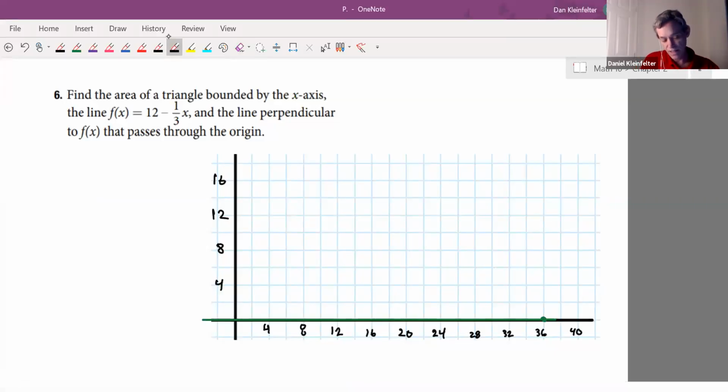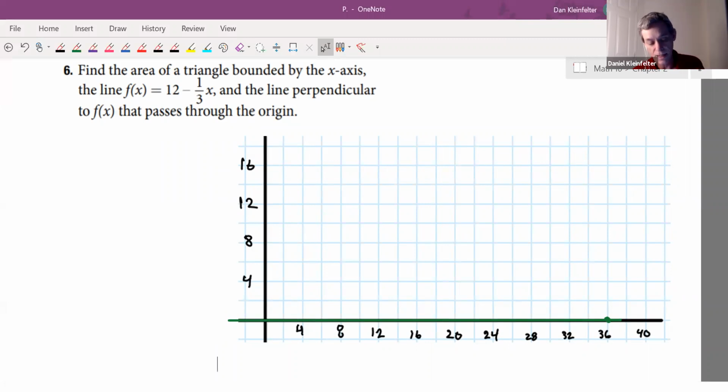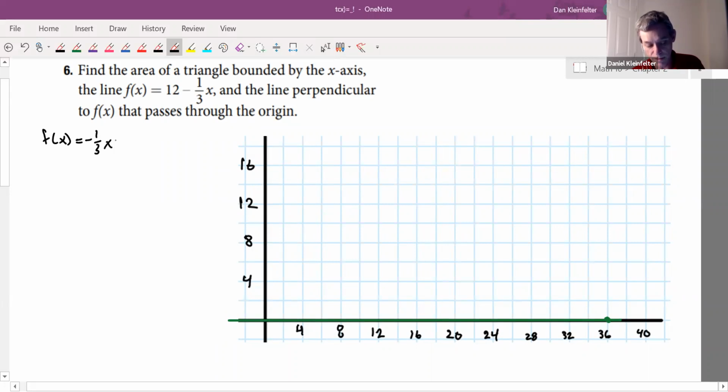Welcome back, everybody. In this video, we're continuing with section 2.3 with another example. In this one, we're finding the area of a triangle. A good idea when you're finding an area is to make a sketch of the shape whose area you're trying to find. It says the area of a triangle bounded by the x-axis, the line f of x, which is 12 minus 1/3 x, which is negative 1/3 x plus 12, if that helps you any, and then a line perpendicular to that f, but passing through the origin.